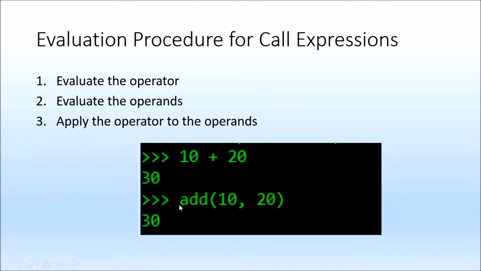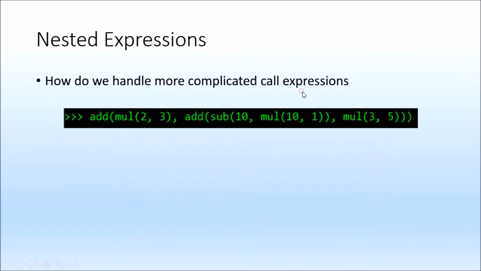And then you apply the function to the operands. And so you just add 10 and 20, you get 30. Okay, so I know I'm being very detailed here, but this is important because you'll see why in this example. So let's say that you have this very, very, very complicated expression. Okay, how would you go about decomposing this?